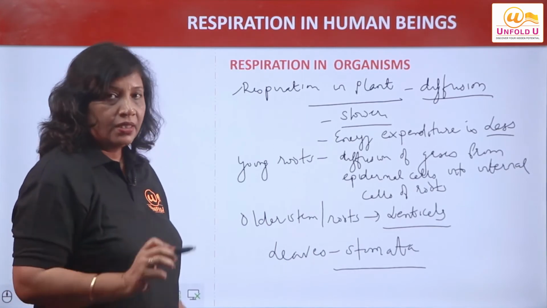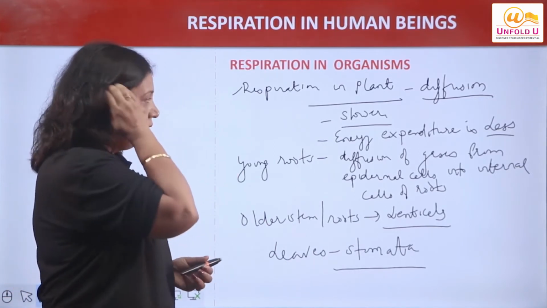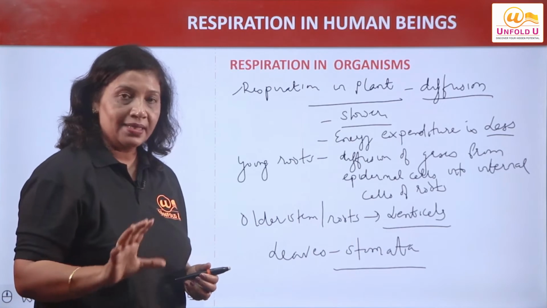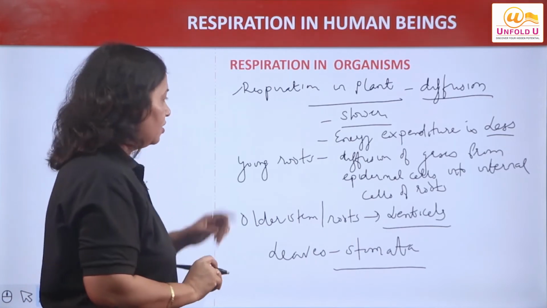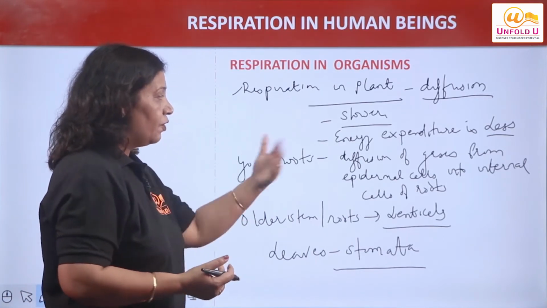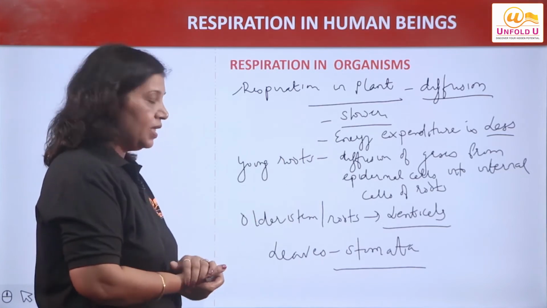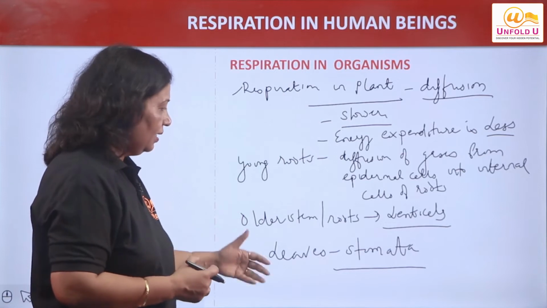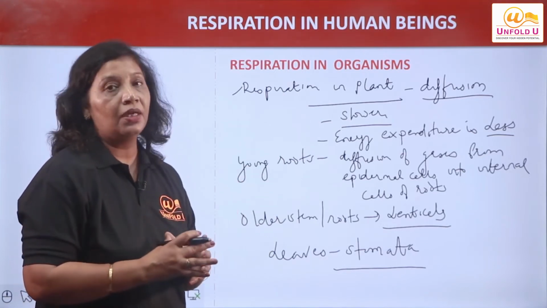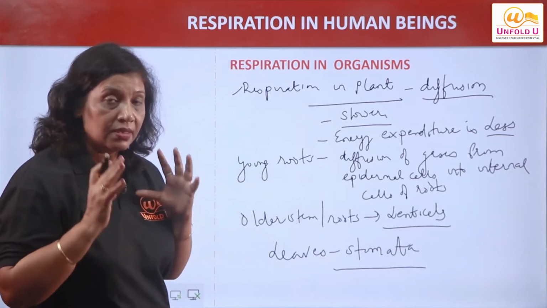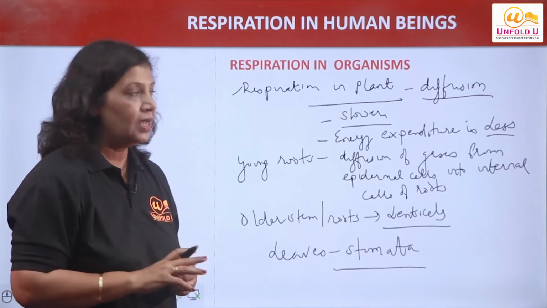Is that right? So respiration in plants, that is comparatively slower as compared to animals. In case of young roots, it takes place from the epidermal cells into the internal cells. In older roots, it takes place through the lenticels. In case of leaves, कैसे? Through the stomata. I hope this introductory part of respiration is clear to you.